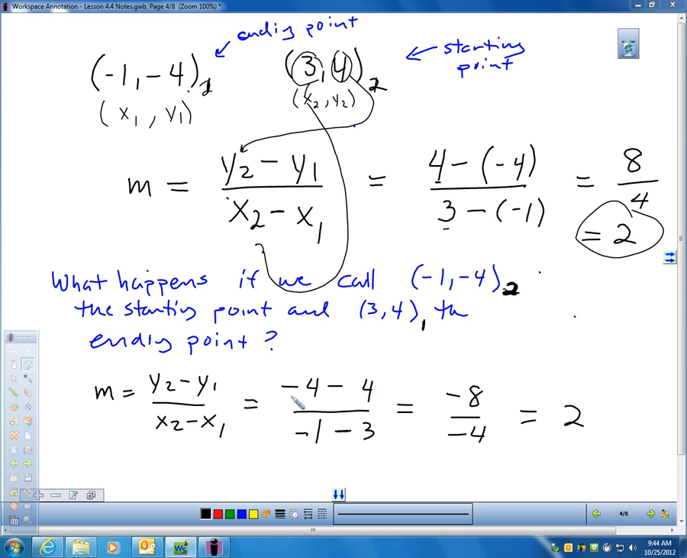Can you see how I'm getting -4 minus 4, which is -8? -1 minus 3, which is -4. Isn't a negative over a negative a positive? 8 over 4 is still 2. I'm getting the same thing. It doesn't matter which point you call sub 2 and sub 1, or which one you call point 2, point 1. You just have to plug it in the formula. You will get the same result either way.